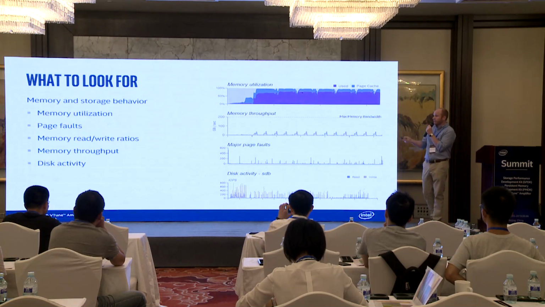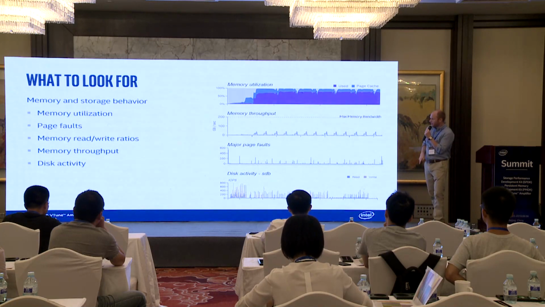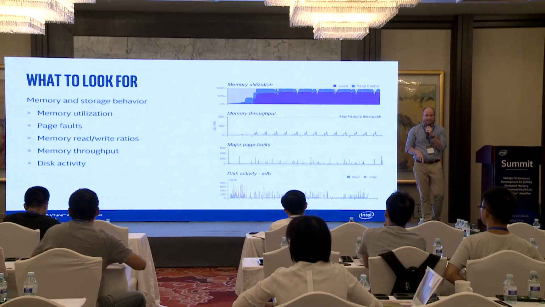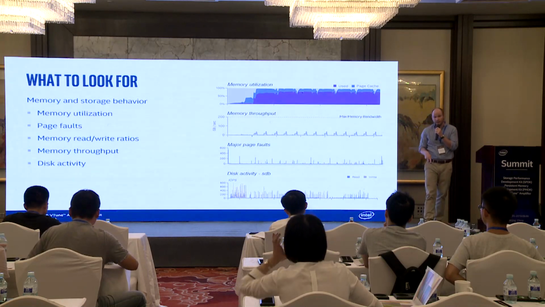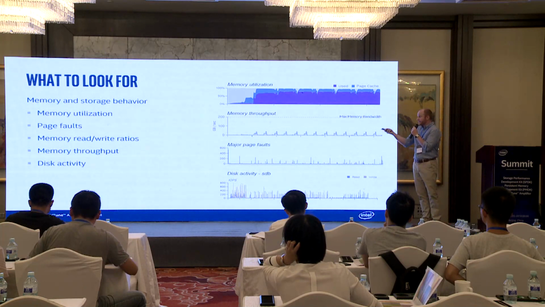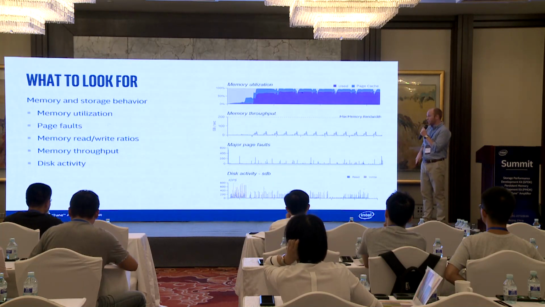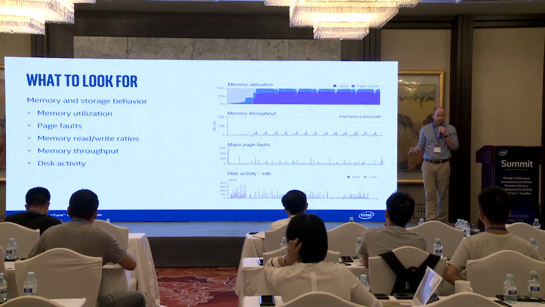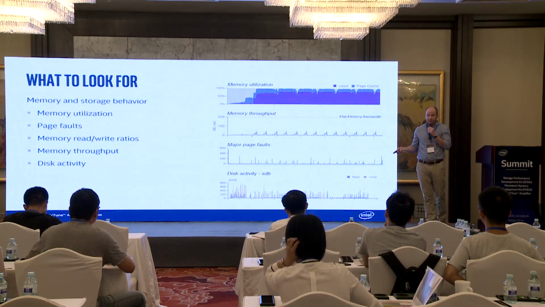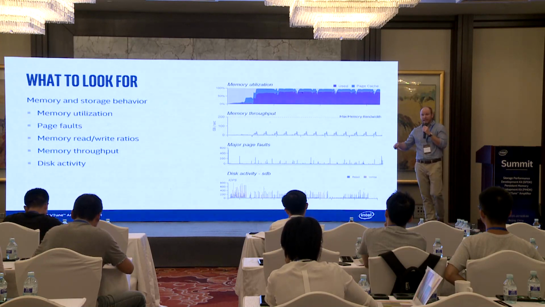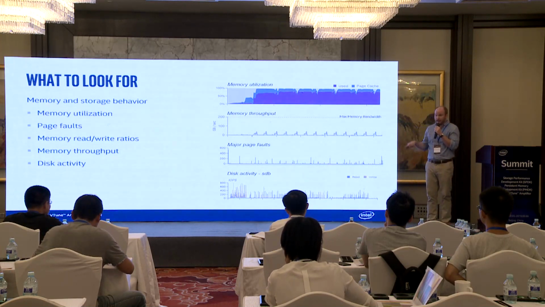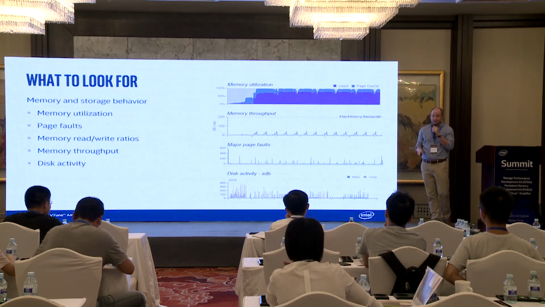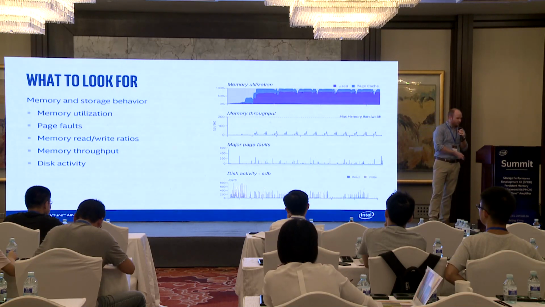Page faults can give you an idea of whether you're swapping to disk. Memory read-write ratios. The latencies to Optane DC for writes are generally longer than the latencies for reads, so understanding your read-write ratios is very important. Memory throughput and disk activity, particularly if you have storage applications, right, where they need to use disks and they're bottlenecked by disk activity, Optane DC persistent memory can help. It's much faster than many of the disk-based solutions that are available today.